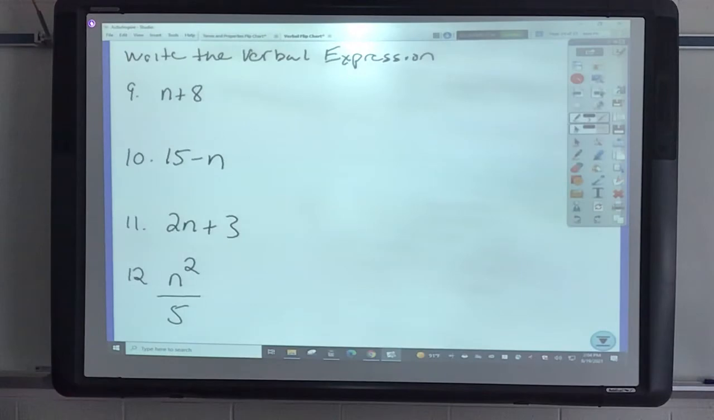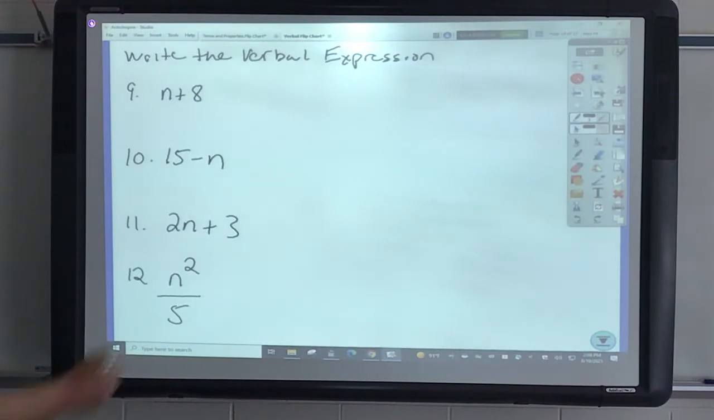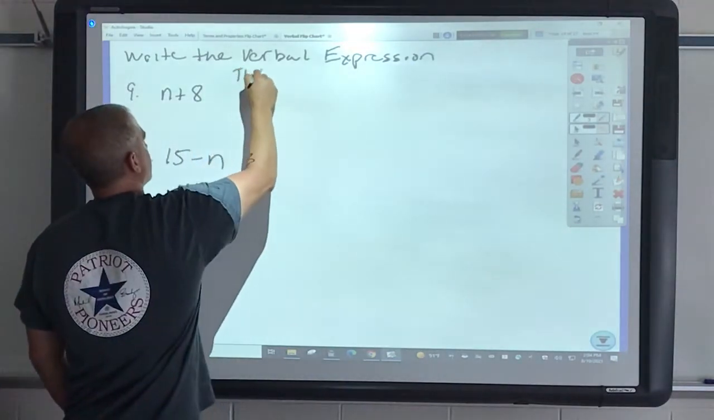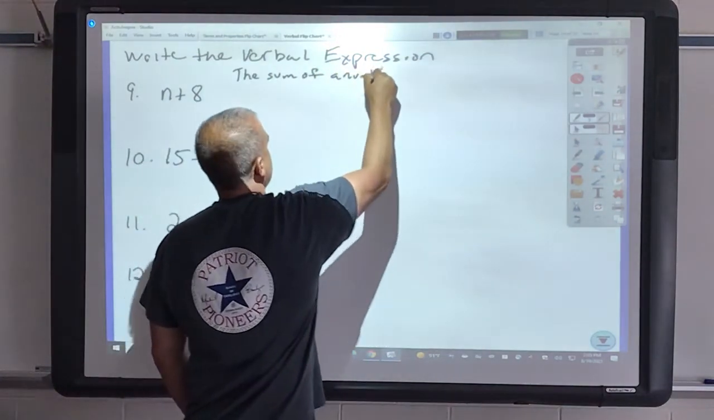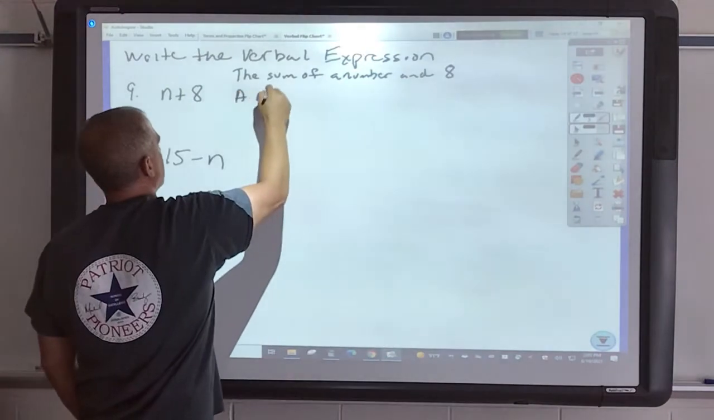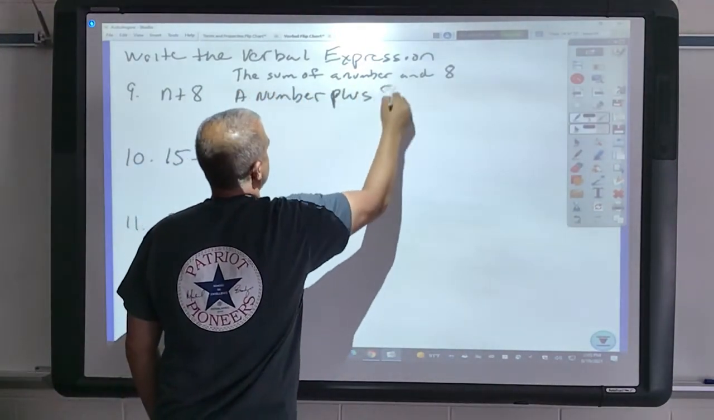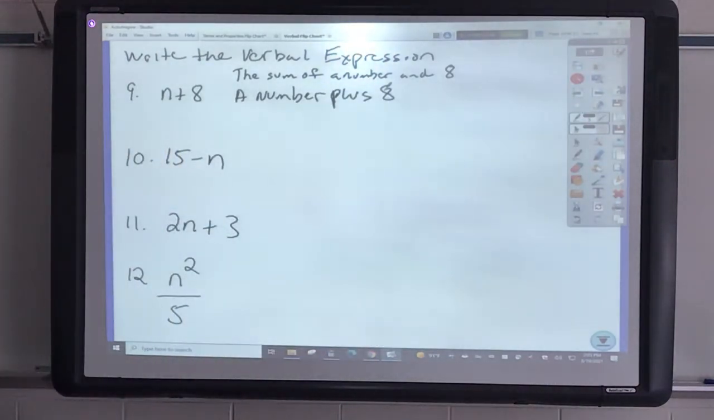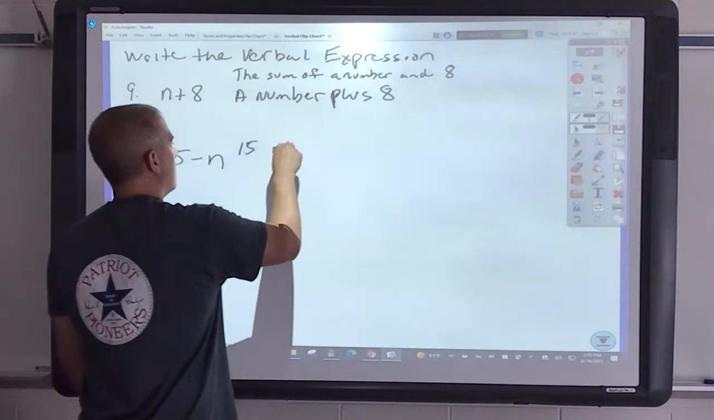Okay, now we're going to go the other way. There are a lot of different answers with these, but now all you can do is write out the expression. This one could be the sum of a number and 8. You can also do a number plus 8. As long as the words, when I read them back, make sense, that's all you've got to do. This one, there's a couple different answers. 15 minus a number.